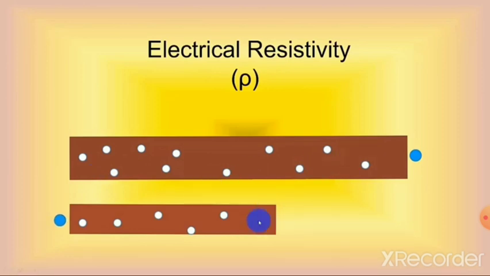But when you look at the second case, see the electrons how they are colliding with the atoms of the conductor. Because there is less number of atoms present in the conductor of short length, the possibility of colliding with the atoms is also less, and hence we can easily say that the resistance is directly proportional to the length of the conductor. If the length is larger, then the resistance is more. When the length is shorter, the resistance is less.